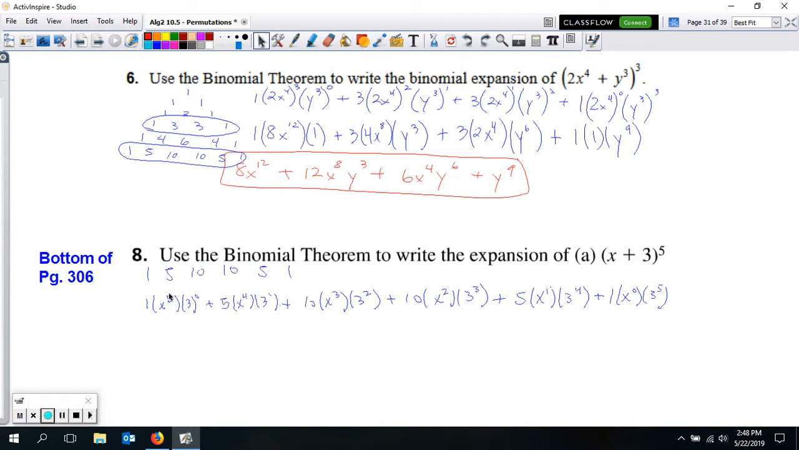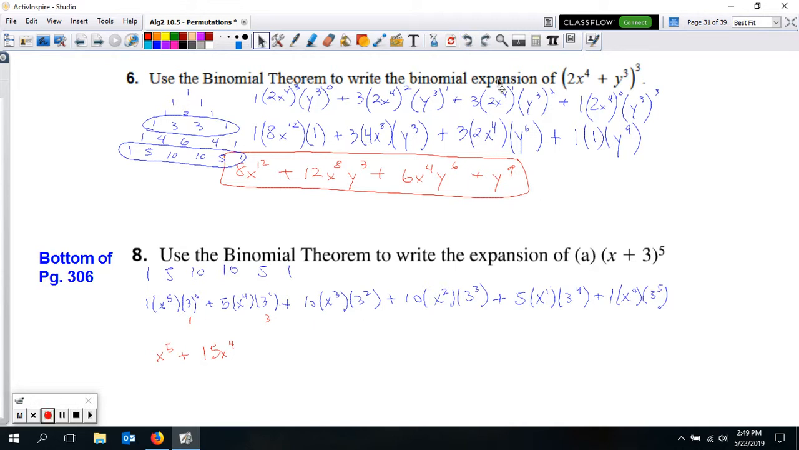So this will be a 1 times x to the 5th times 1, because 3 to the 0 power is 1. So this is just going to be x to the 5th right there. 1 times 1 x to the 5th is just x to the 5th. This one here, 3 to the 1st, is 3. So we're going to need to multiply 5 times 3 and get 15. So this is going to end up being plus 15x to the 4th.